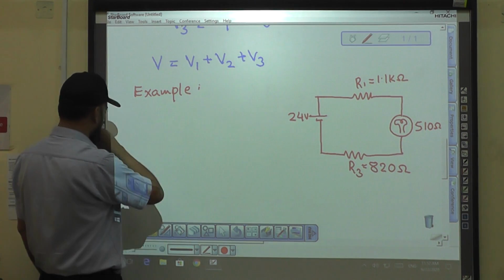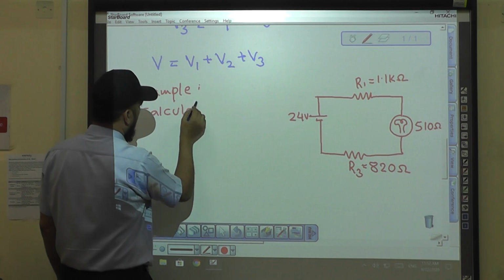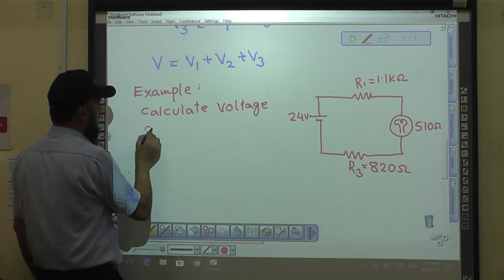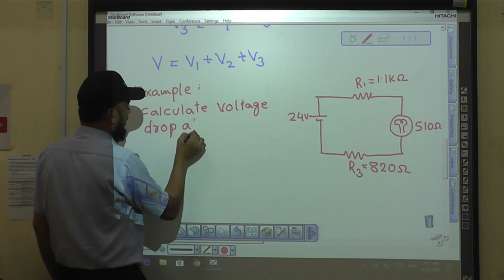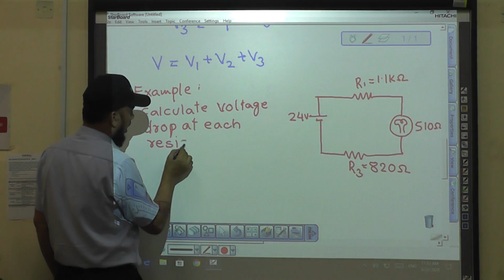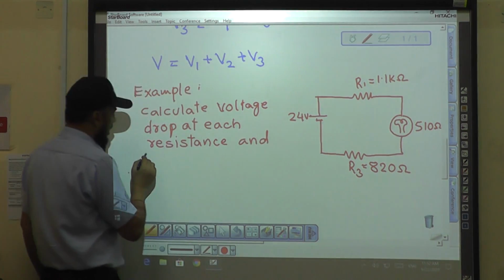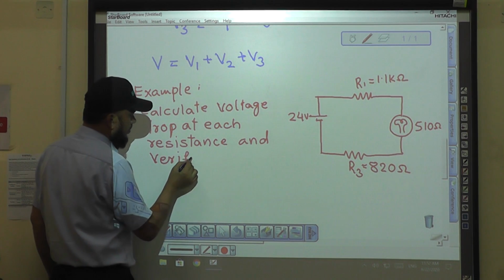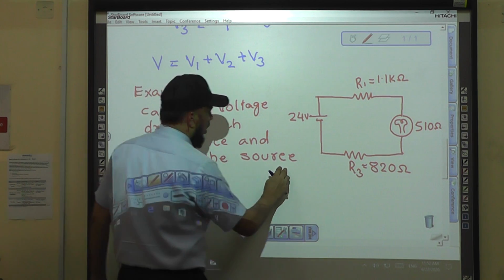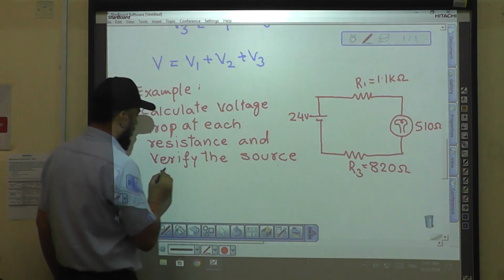So what is the example we have to calculate? The question is: calculate the voltage drop at each resistance and verify the source voltage.